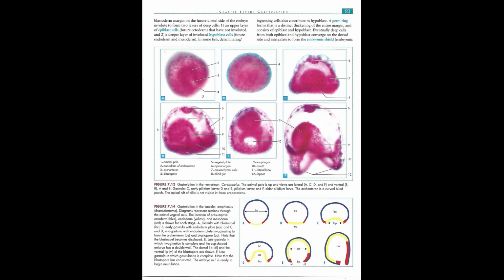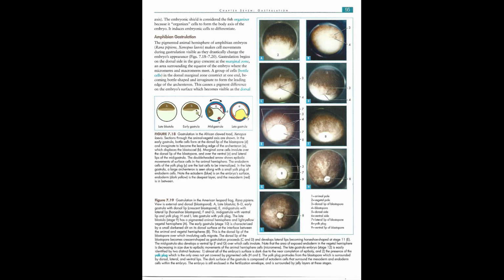In some fish, delaminating or ingressing cells also contribute to the hypoblast. A germ ring forms that is a distinct thickening of the entire margin, and consists of epiblast and hypoblast. Eventually deep cells from both epiblast and hypoblast converge on the dorsal side and intercalate to form the embryonic shield, embryonic axis. The embryonic shield is considered the fish organizer because it organizes cells to form the body axis of the embryo. It induces embryonic cells to differentiate.